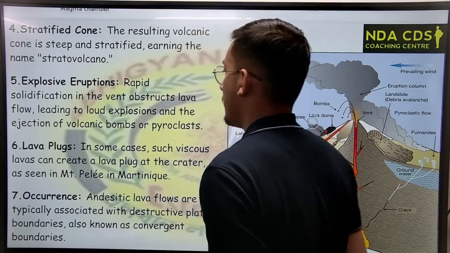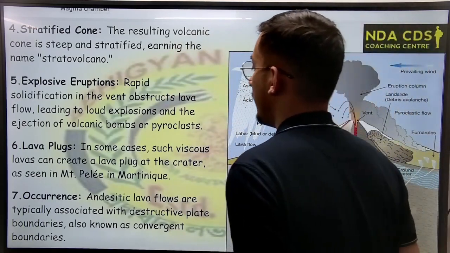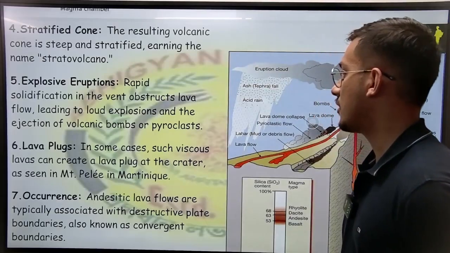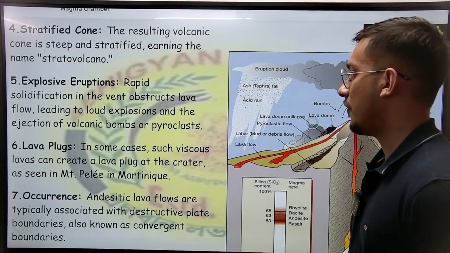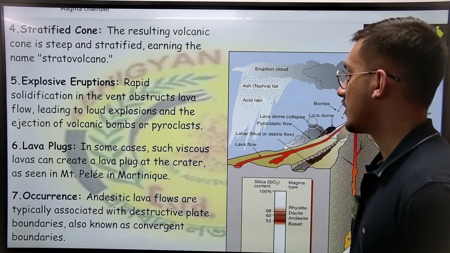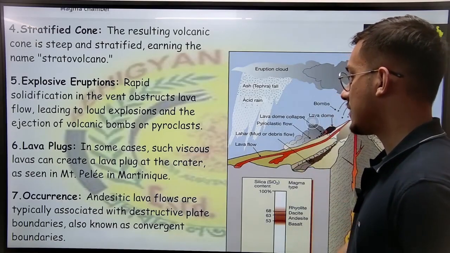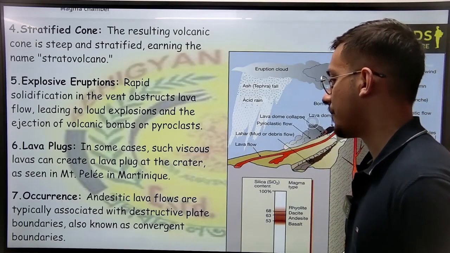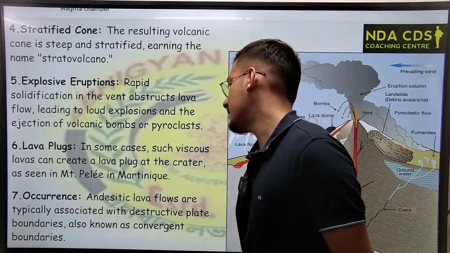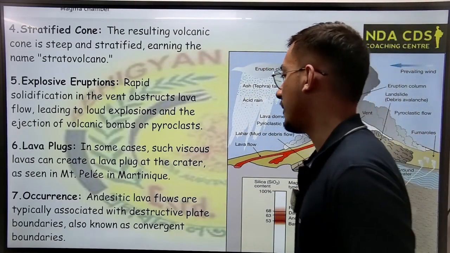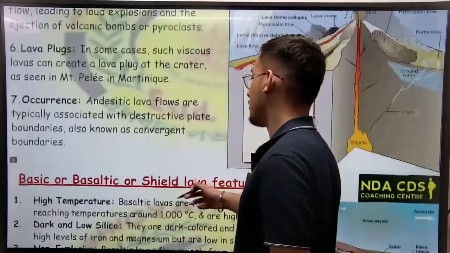Explosive eruptions, rapid solidification in the vent obstructs lava flow, leading to loud explosion and the ejection of volcanic bombs or pyroclast. We have lava plugs. In some cases, such viscous lavas can create a lava plug at the crater, as seen in Mount Pelée in Martinique. Occurrence. Andesitic lava flows are typically associated with destructive plate boundaries, also known as convergent boundaries.